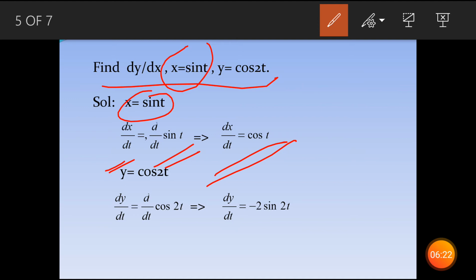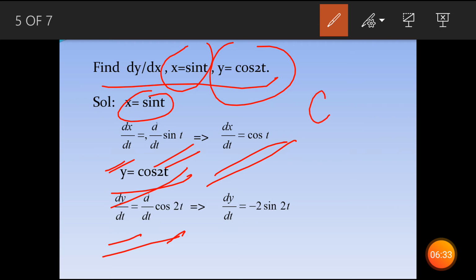Now the second function is y equals cos 2t. So dy over dt is d over dt of cos 2t, and for cos 2t, you know very well, we have to apply the chain rule here because cos 2t is not the standard function. The standard function is cos t. We are differentiating with respect to t, so there is no problem. But in place of t, what is here? 2t. So how are we going to solve it?